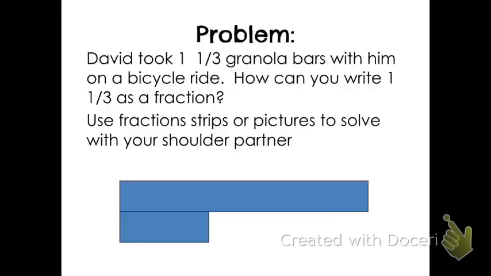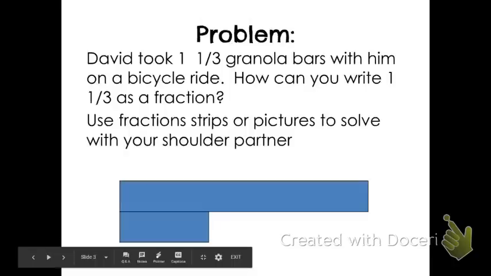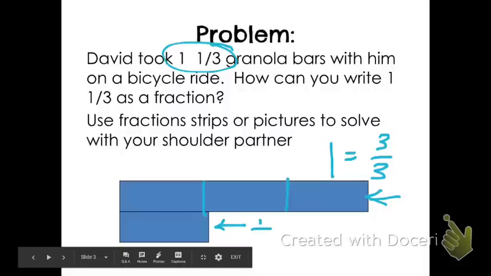All improper fractions can be written as a mixed number, and all mixed numbers can be written as improper fractions. In this problem, David took 1 1/3 granola bars with him on a bicycle ride. How can you write 1 1/3 as a fraction? Looking at the top one, it is divided into thirds. He has 1 and 1/3. We know that 1 is equal to 3/3, which is drawn here. He also still has 1/3 left over.